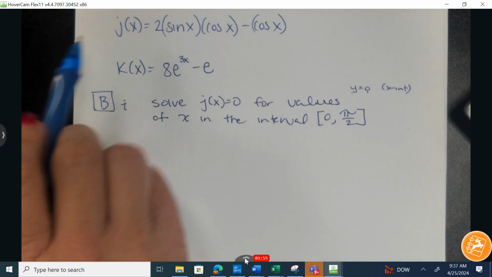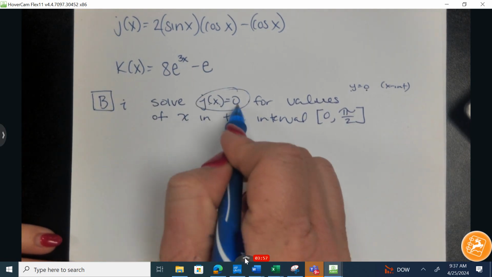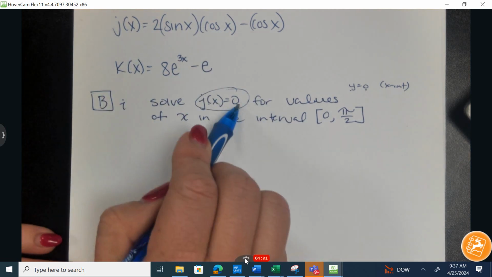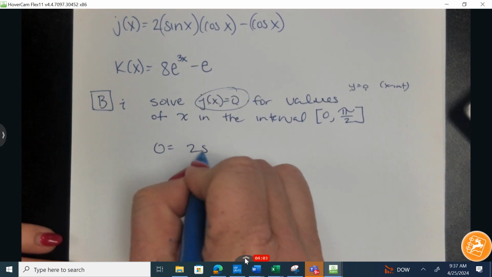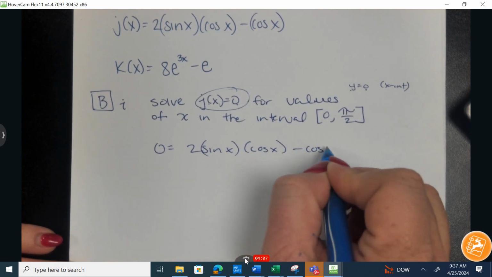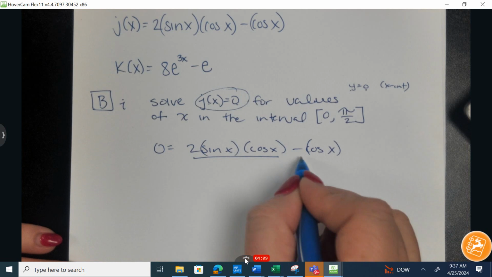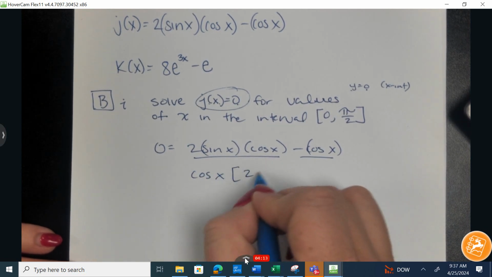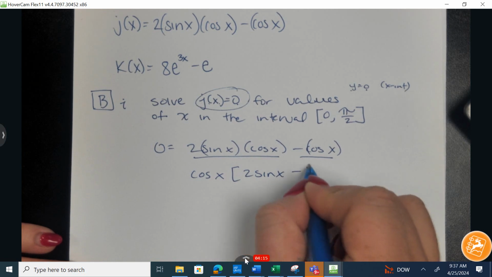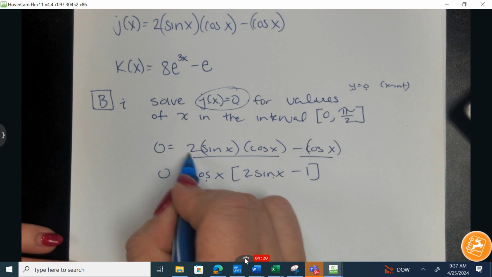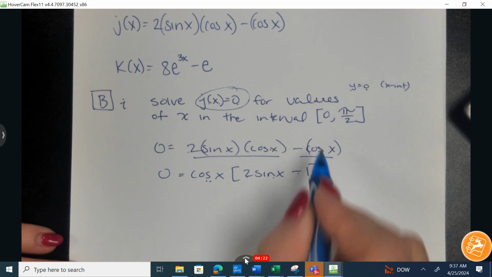Okay, so if I want to know when g of x is equal to 0, notice g of x equals this quantity. I can replace g of x with 0. Now, in both the front and back, I have a cosine of x. So let's factor that out. And I'd be left with 2 sine of x minus 1. I want to make sure I did that right. Cosine of x times this quantity, good. Cosine of x times this quantity, great.